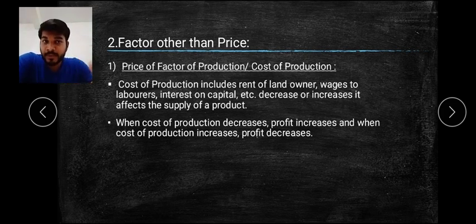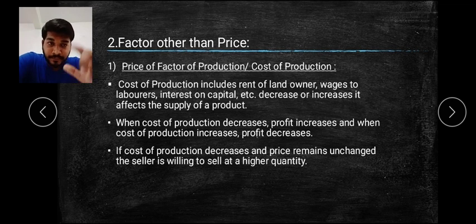Clear? Then if the cost of production decreases and the price is unchanged, suppose a pen of 8 rupees is being made for 7 rupees and it is still sold at 10 rupees, then what will happen? The seller will produce more so that he can attain more profit. So the price remains unchanged and the seller is willing to sell a higher quantity. So more quantities are being sold by the seller. I hope you have been getting this point.